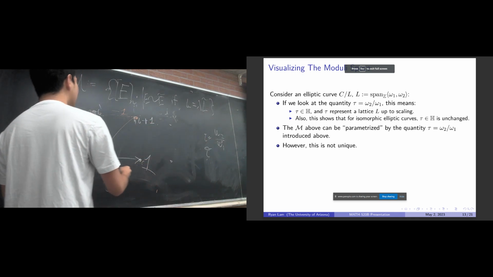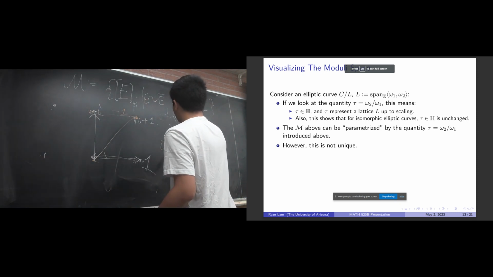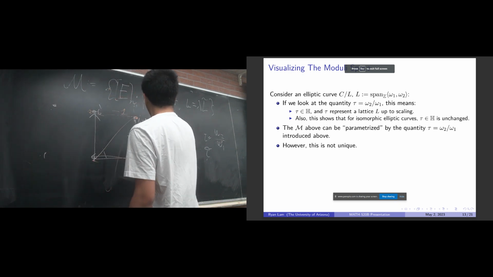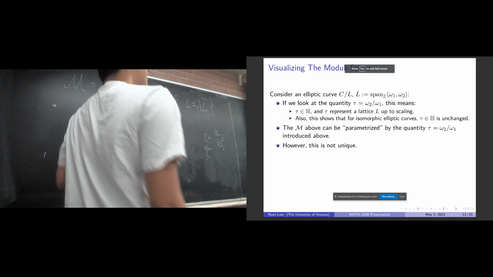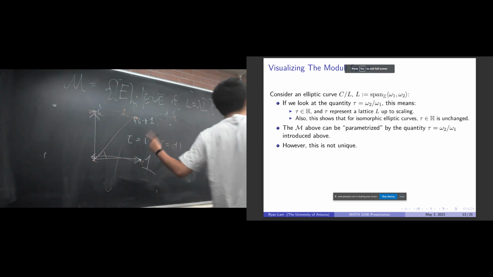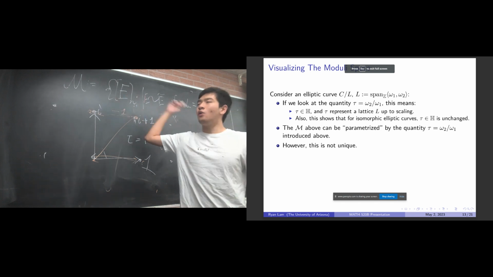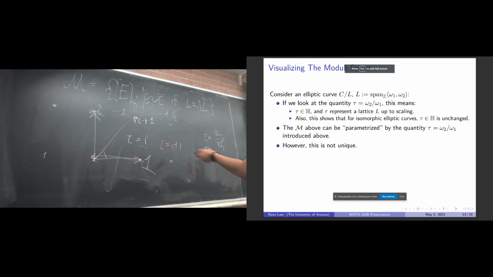But what is tau in these two cases? Tau in this case would be i plus 1, but tau will just be i in the other situation. But they are the same lattice. So for the same elliptic curve, there can be different taus. Now, because I just said that tau wants to parameterize this space M, I want this tau to be unique. I don't want this to happen. So I want fewer taus in my space.